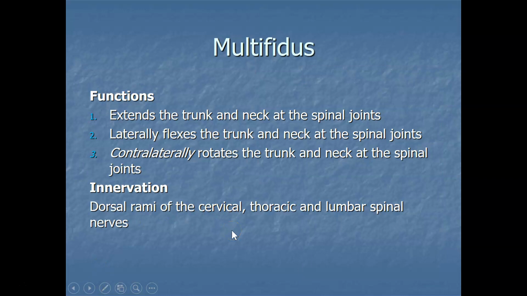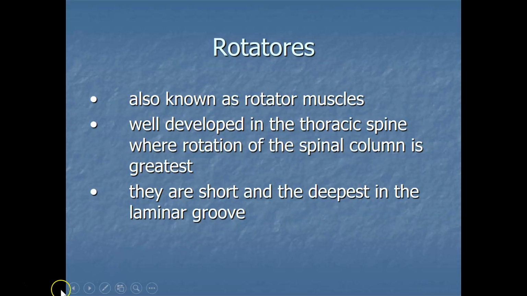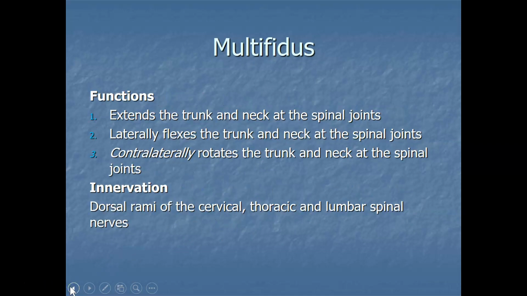Its functions: it extends the trunk and neck at the spinal joints bilaterally. It laterally flexes the trunk and neck at the spinal joints unilaterally. And it too is a contralateral rotator of the trunk and neck at the spinal joints. It is very much a rotator more than anything than it is an extender and a lateral flexor, although it does provide some with that. Its innervation is a dorsal rami of the cervical, thoracic, and lumbar spinal nerves. Again, quite a variation because of how much it extends the entire spinal column.